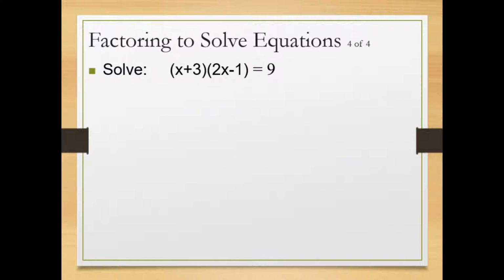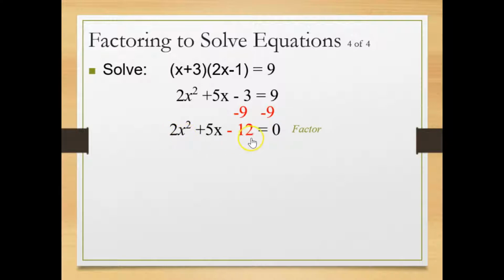Be careful with an equation like this. Since we need 0 on one side, we first multiply the product on the left and then subtract 9 from each side to put it in standard form. Now we can move forward with factoring because it's equal to 0. First thing, we look to see if there's a common factor. Other than 1, there isn't. Next, is it a perfect square trinomial? 2x squared is not a perfect square.